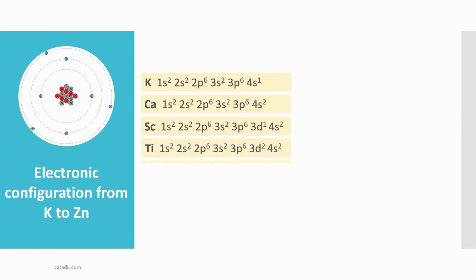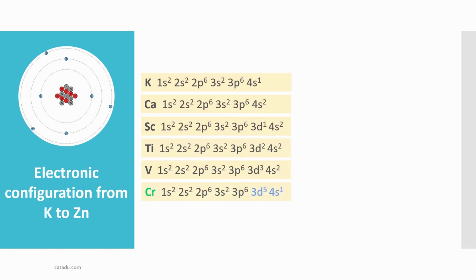For titanium, 4s2, 3d2. Vanadium, 4s2, 3d3. Chromium, 4s1, 3d5. This is an exceptional one. One electron will go to the 3d. Initially it was 3d4, 4s2. So one electron is coming from 4s to 3d, because d5 is half filled, this is the stable one.